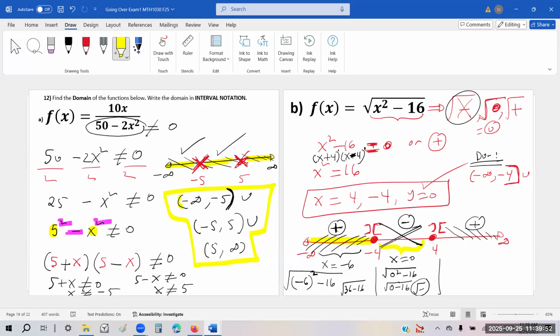And then the last interval. It starts from 4, ends at infinity. And we can use 4 because 4 squared is 16. 16 minus 16 is 0. It's a real number. So it's got a bracket. Whatever you can use is a bracket. Whatever you cannot use is a parenthesis. So that's the domain.